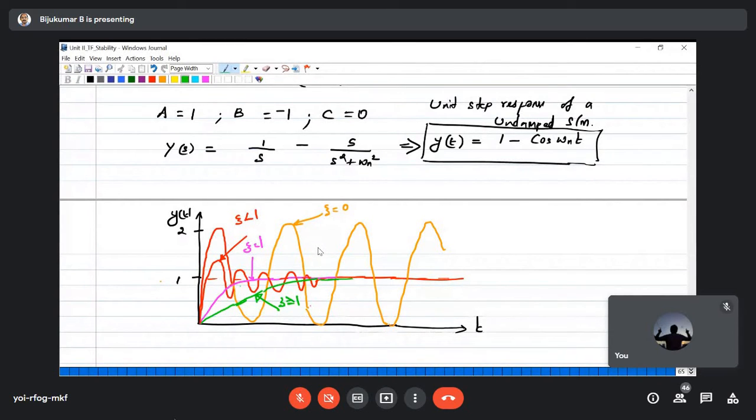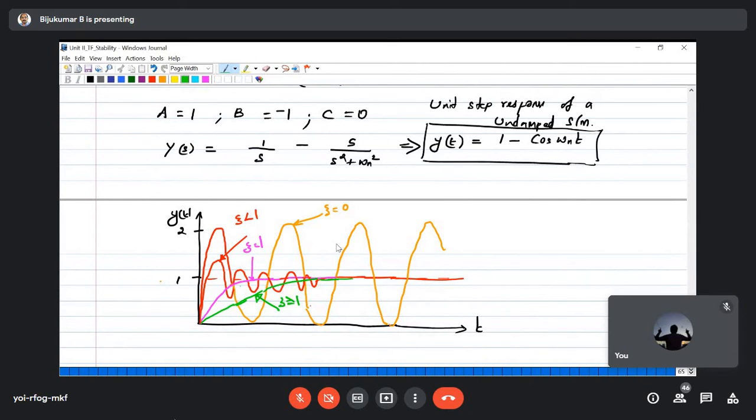When zeta is equal to 1, no imaginary poles exist in the system and there are no oscillations also. It will reach the steady state faster. But when zeta is greater than 1, in that case also there are no oscillations as well as no overshoot, but it will take some time to reach the steady state. So the response is changing with respect to different systems, different zeta values.